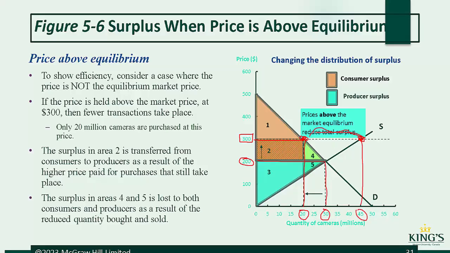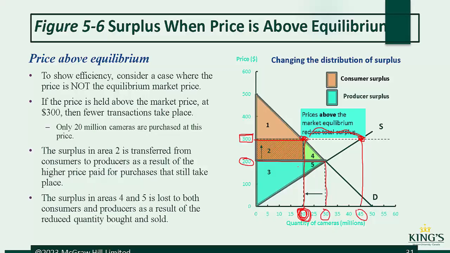This is a surplus, right? So what happens is if the price is forced to be 300, then we will only get 20 being produced in the market. People would want to buy a lot more, and firms would supply a lot more, but at this $300 price, there's only a 20 million quantity demanded. And so again, we're not producing at the equilibrium. And so areas 4 and 5 are a deadweight loss.